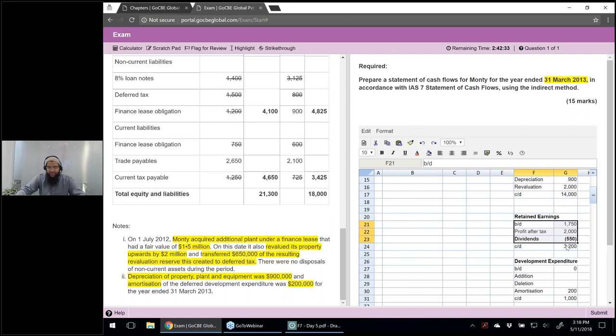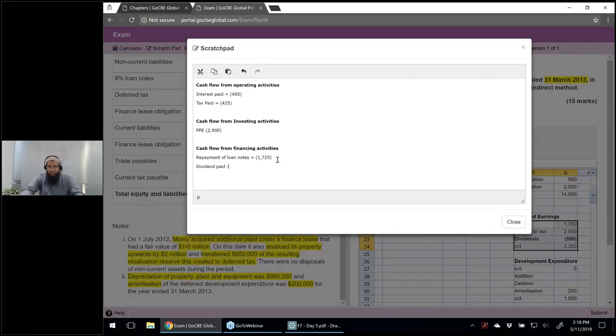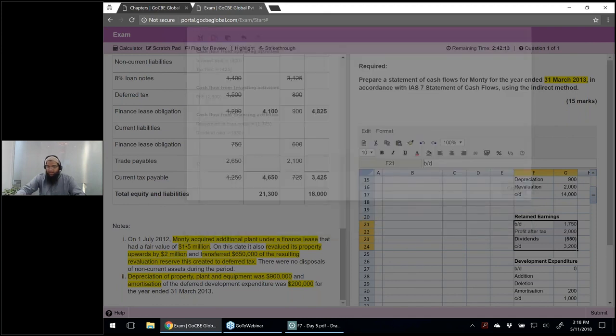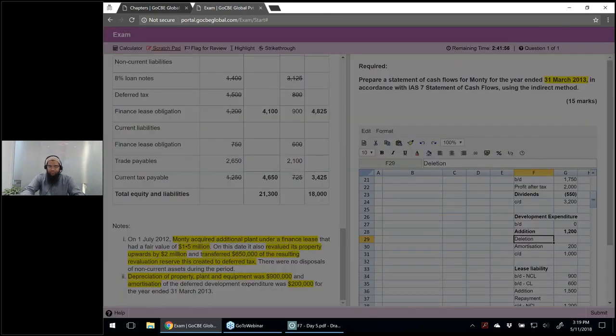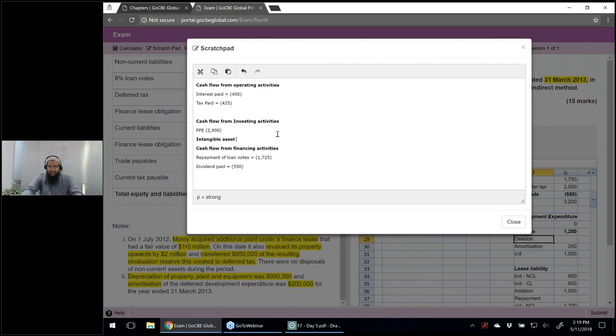We have done retained earnings. We have calculated dividend paid, and dividend paid will be taken to the financing activities. And let's see the development expenditure. We have purchased actually the development expenditure. So the purchase addition is going to be 1200, and this should be taken to the investing activities. We can call this intangible asset, which is going to be 1200 negative.